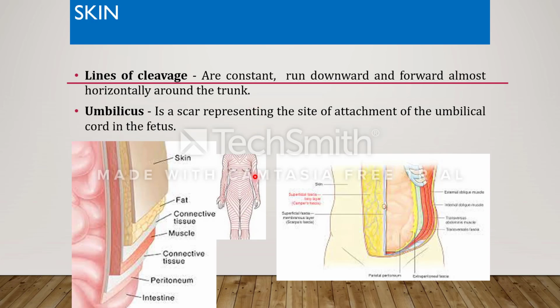So, skin. In the skin, we have many lines of cleavage. See here, these are the lines of cleavage. They are constant. They are running downwards and forwards, almost horizontally around the trunk. There is one scar which is named as umbilicus, which is representing the site of attachment of the umbilical cord in the fetus. These Langer lines are natural lines, they are constant, and they are the lines of cleavage, and they are for the incisions. If incisions are made along these lines of cleavage, the incision will be healed very properly and without scar.